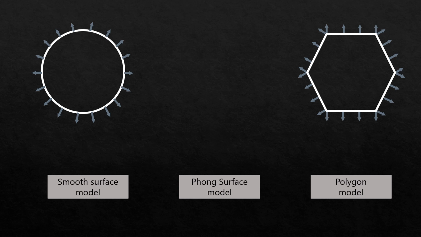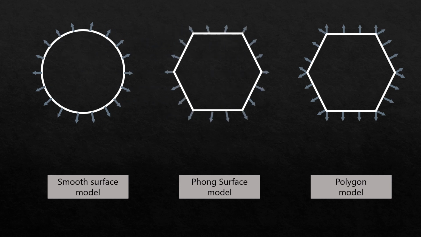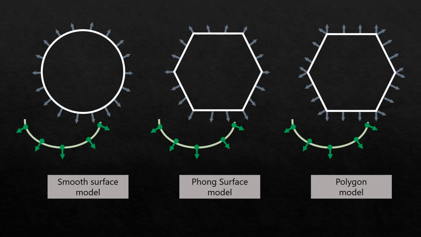Let's look at this in detail on a 2D example. We take the non-smooth polygon model and interpolate normals as if from the smooth surface. Now let's see what happens when we try to fit the model to some data.